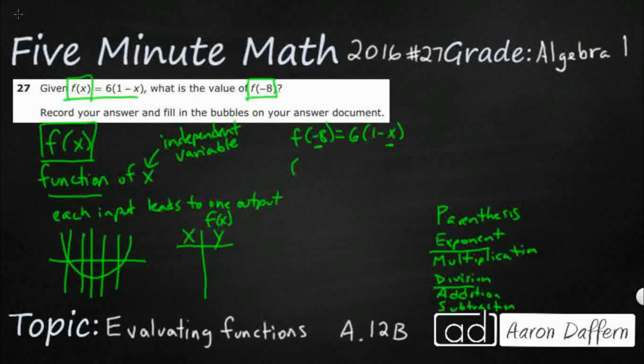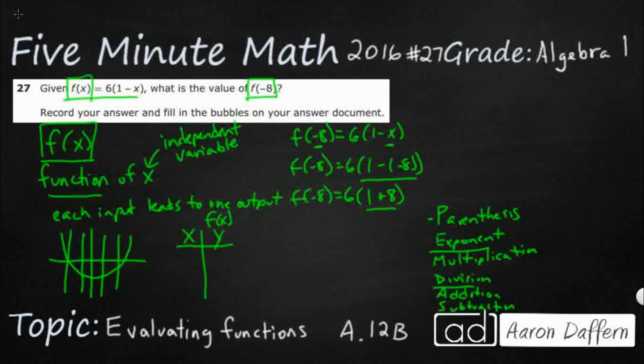So we're going to write it like this. F of -8 equals 6 times, 1 minus, and then I'll just put that -8 right there. Okay? So now we're going to deal with what's inside the parentheses. So inside that parentheses, really I've just got that minus. So f of -8 is going to equal 6 times, 1 minus -8 is going to end up being 1 plus 8.